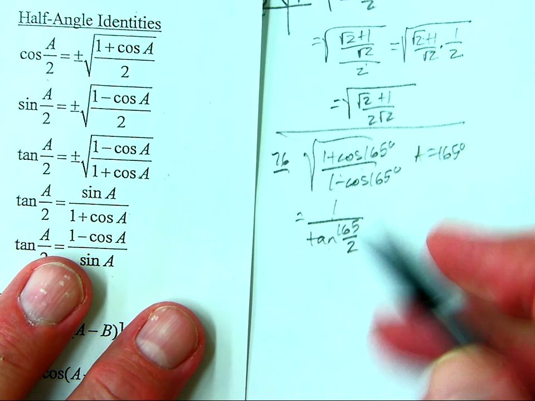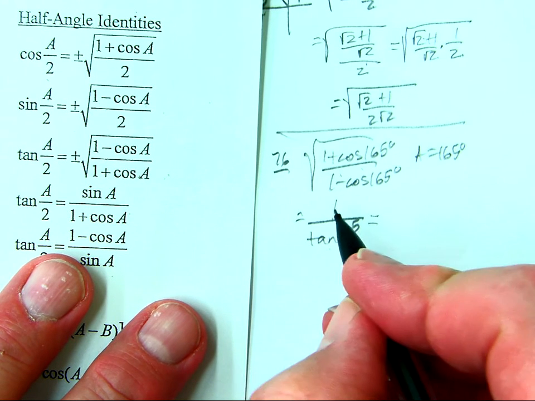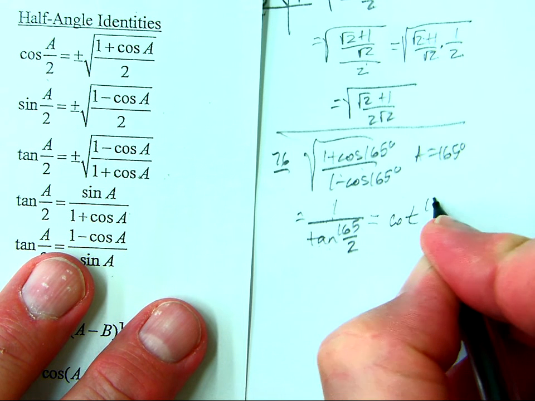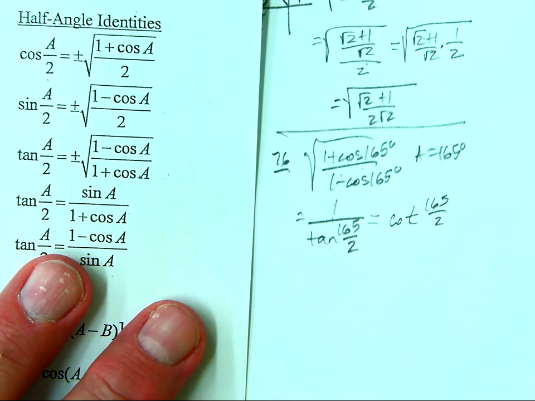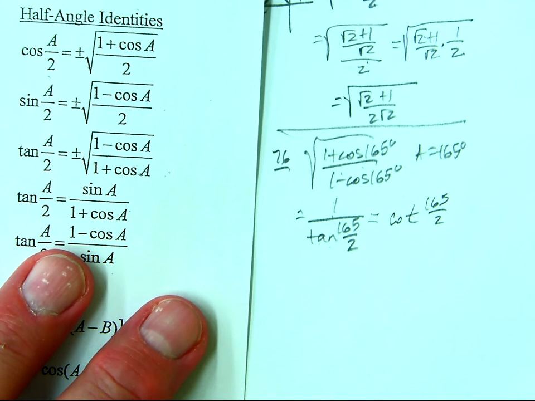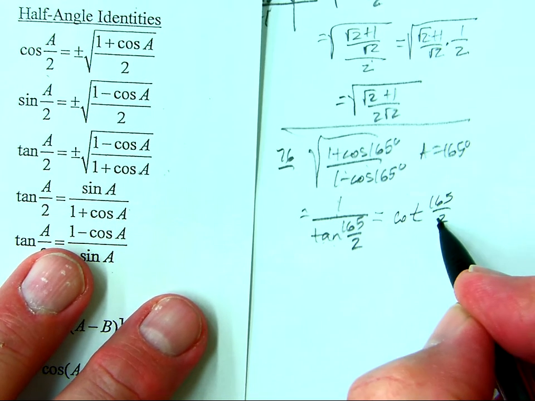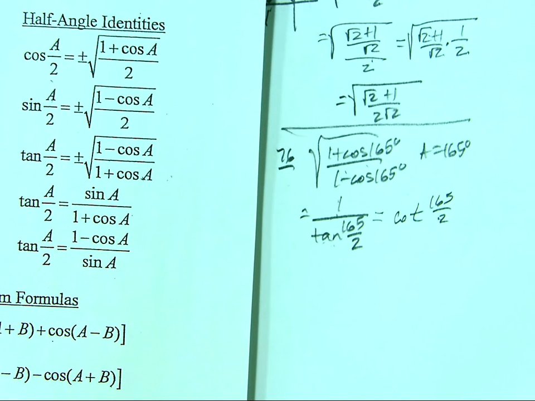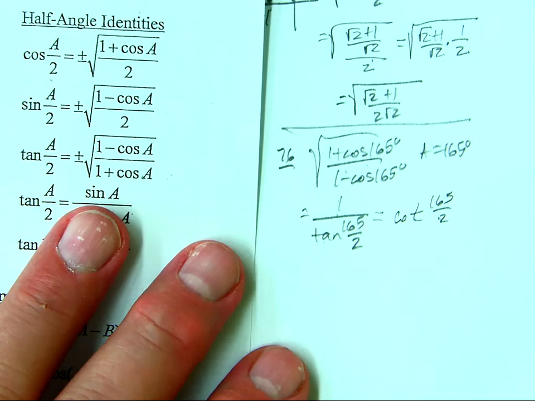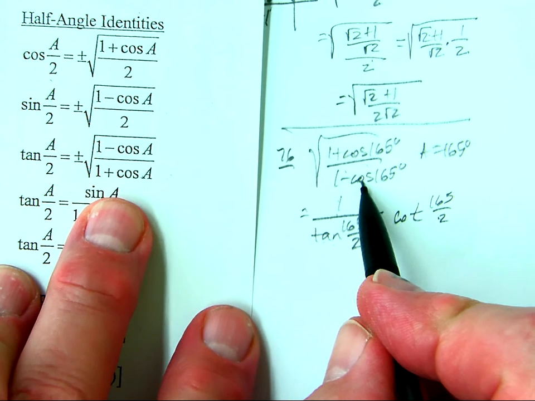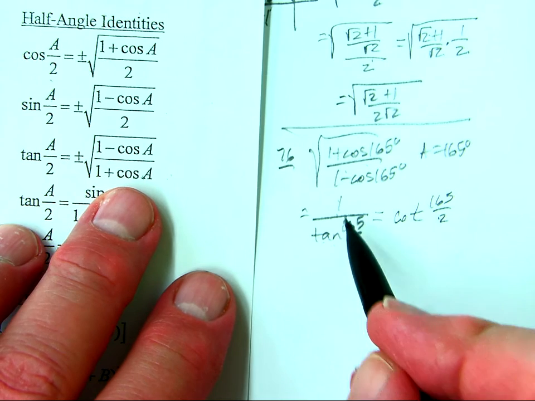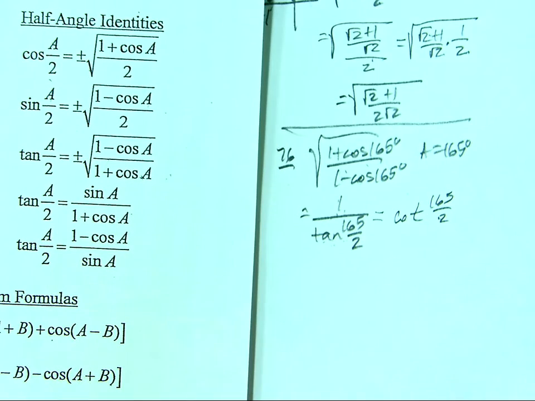So it looks like this. Well, the reciprocal of tangent we know is cotangent. So we can simplify that to cotangent. You can change this to 82.5 if you want, or you can leave it like that. Either way is fine. So that was a matter of looking at your identity sheet and looking for something that matched. It was close to a match, except it was upside down. So upside down means the reciprocal. So we just did the reciprocal.